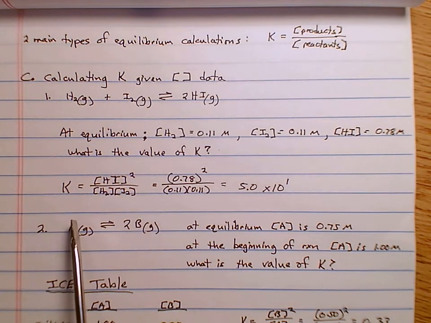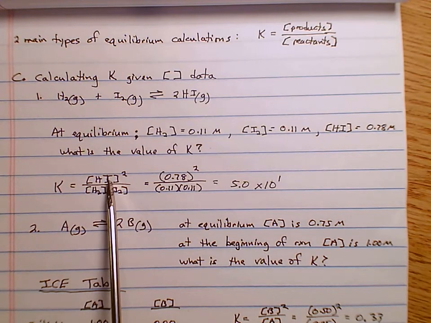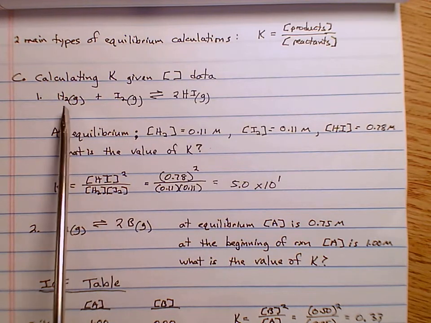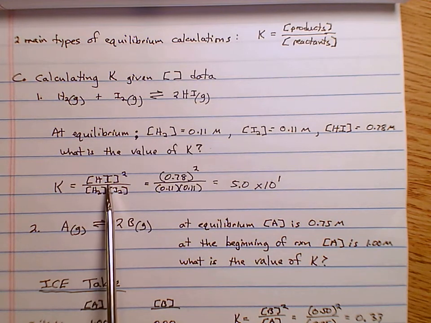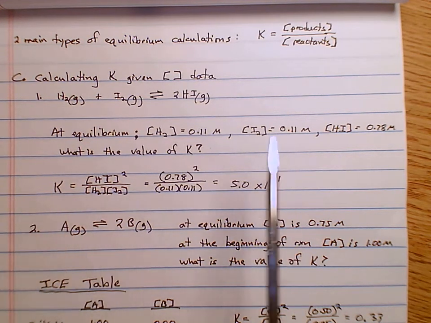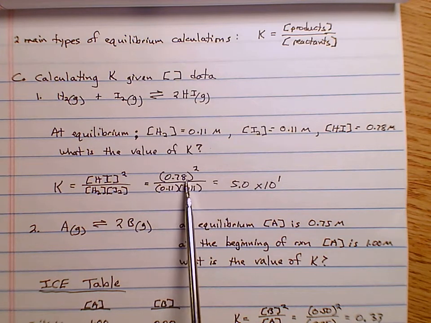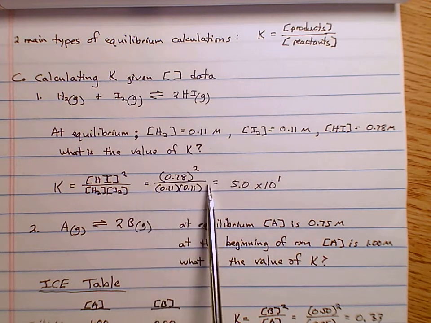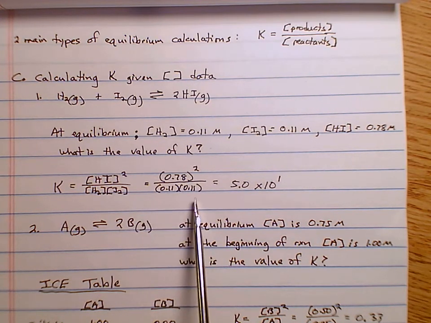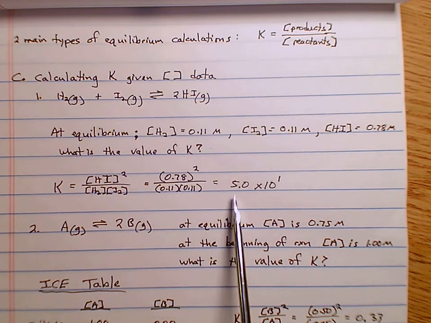Our equilibrium constant expression: K equals the concentration of HI to the second power divided by the concentration of H2 times the concentration of I2. It's just taking this reaction and writing the expression. Now, once you have the expression written, start putting in your numbers. What's the concentration of HI? It is 0.78. But don't forget, we've got to put that squared in there. Then you divide that by 0.11 times 0.11, our concentrations of H2 and I2. And we get our answer: it's 5.0 times 10 to the first, or roughly 50. Not too bad math there.